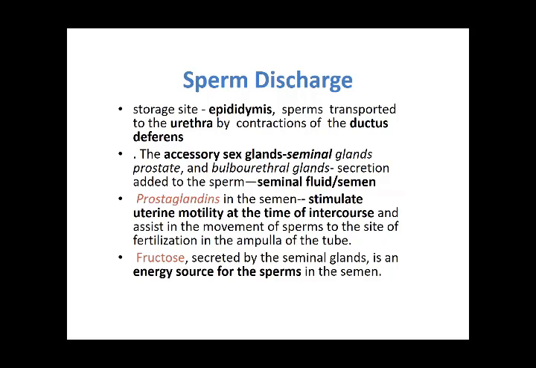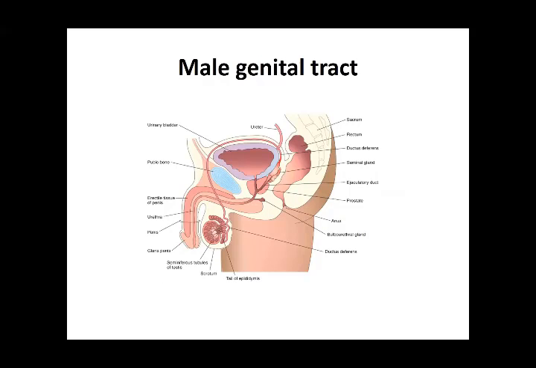The sperm, when it is produced in the testes, stays in the epididymis, a part of the testes, and then it is transported to the urethra by the contraction of the ductus deferens. If you see this portion, that is the testes. Testes are covered by this tail-type structure, that is the epididymis.